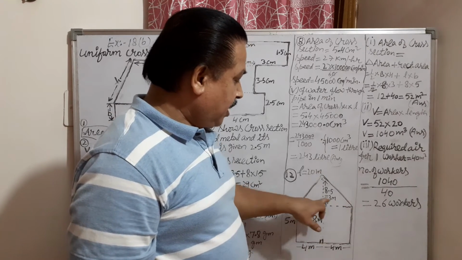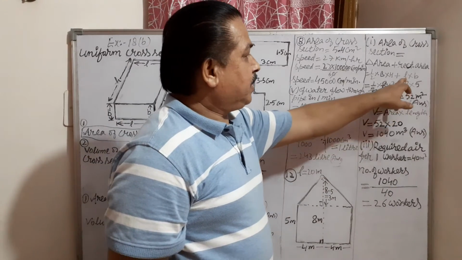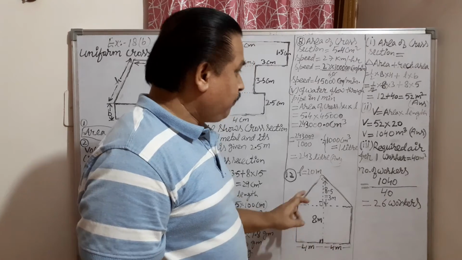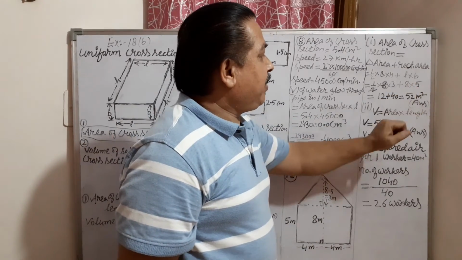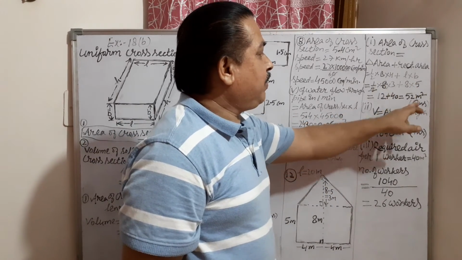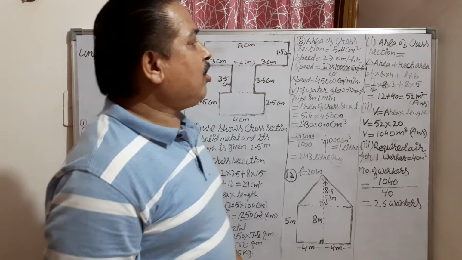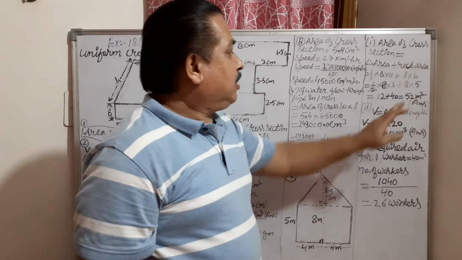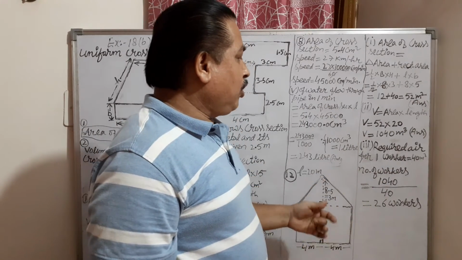So triangle area will be half base into height. So base is 8 and height is 3. And area of rectangle, length into breadth, 8 into 5, 40. So 40 plus 12, 52 meter square. This is the area of cross section of garage. First part answer.